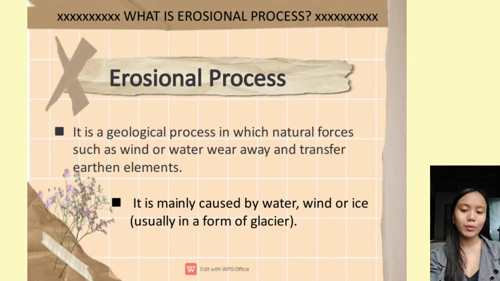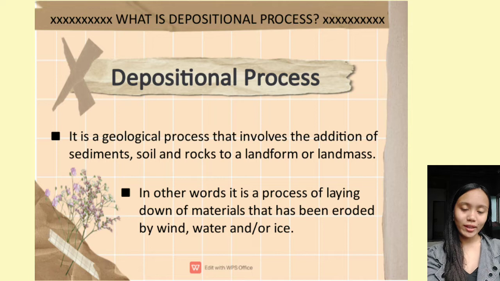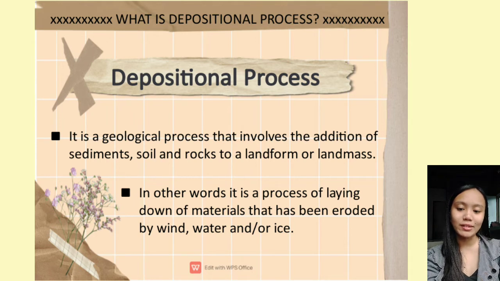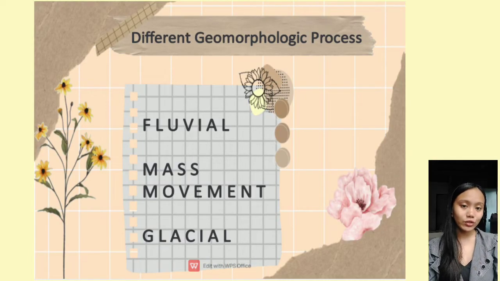What is the erosional process? Natural forces such as wind and water erode away and transfer earthen materials in the erosional process. This process is mainly caused by water, wind, and ice. What is the depositional process? The depositional process is the addition of sediments, soil, and rocks to a landform or landmass. To put it in another way, it is the process of setting down materials that have been eroded by wind, water, or ice. There are three different geomorphologic processes: the fluvial, mass movement, and the glacial.